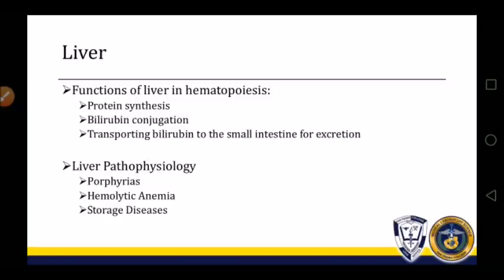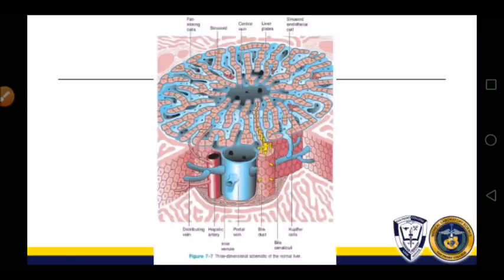So, the different diseases affecting the liver that will also affect the hematopoiesis are porphyria, hemolytic anemia, and the storage diseases. So, this is the liver. These are the sinusoids. And in here, or in these passages, sinusoids are passages, by the way. So, in here, in the sinusoids, the bilirubin or the conjugated bilirubin will be secreted.